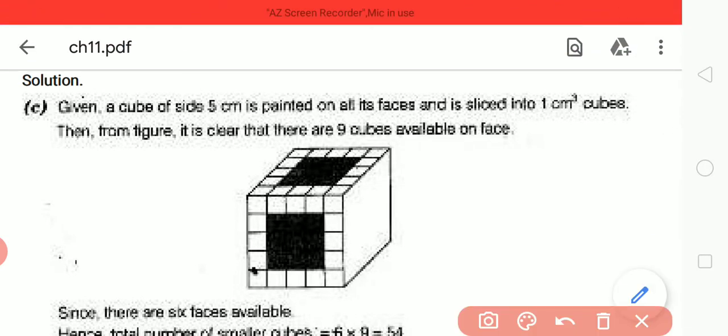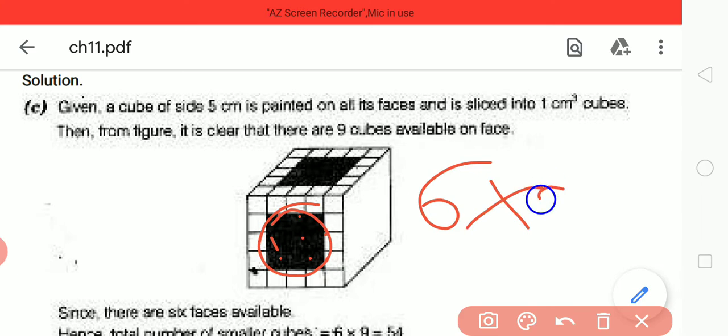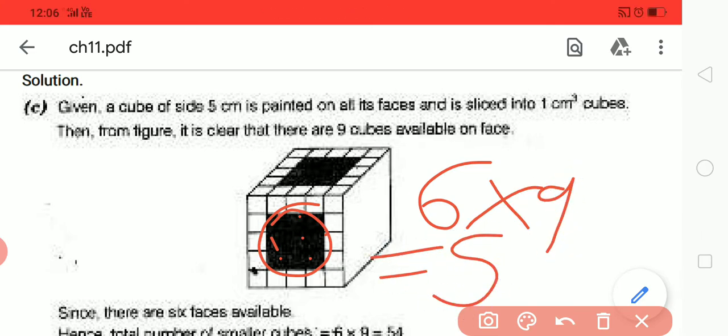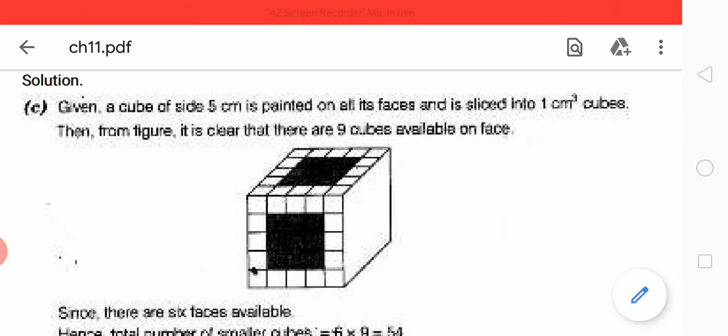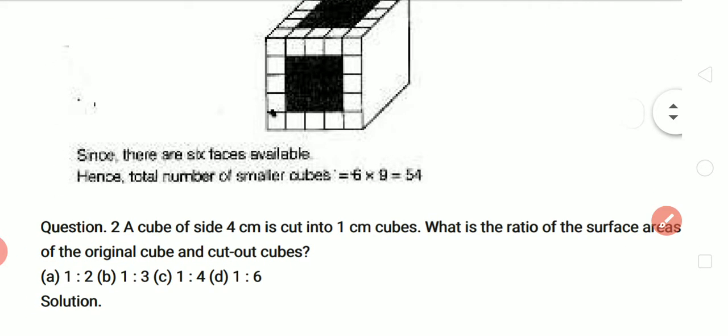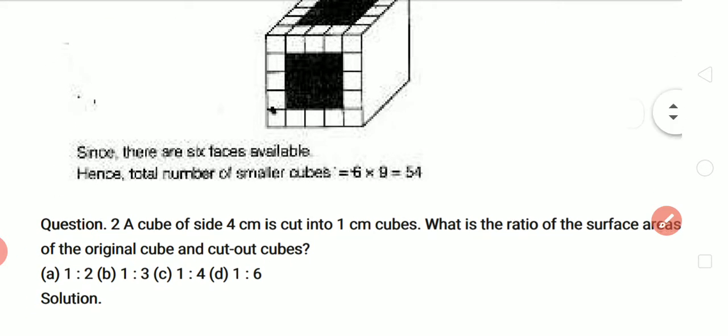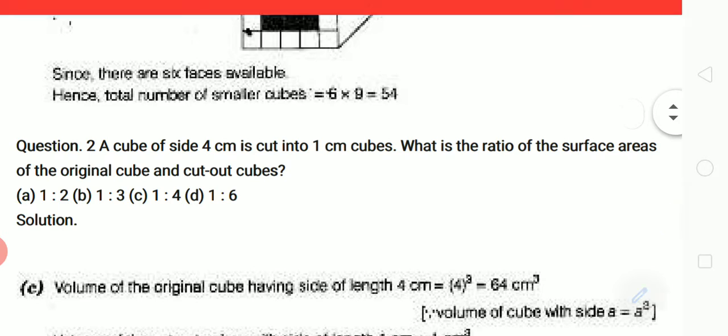When you slice it up, you will see 1, 2, 3, 4, 5, 6, 7, 8, 9 on one face, and there are 6 faces. So 9 times 6 is 54. The number of small cubes is 54, that we have to find. Now come to question number 2.